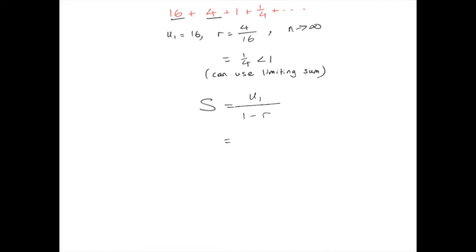So can you help me out? What's U1 again? 16. Over? 1 minus a quarter. Yes, there we go. And I'm fine for you to put it in your calculator. It's 21.33, 3 recurring, which is annoying, but anyway.